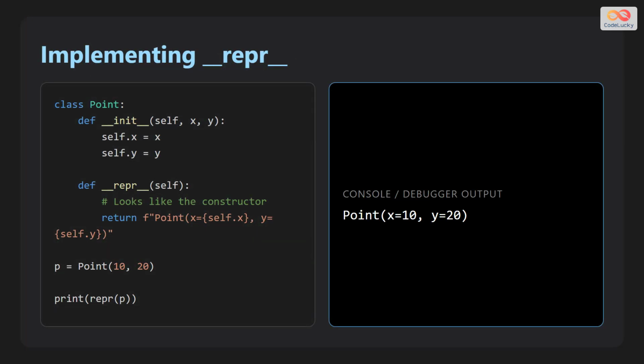Let's look at a point class. In our repr method, we format the string to look exactly like the constructor call used to create the object. This is incredibly useful for debugging because it tells you exactly what data the object holds. Printing repr of p shows us the explicit point creation syntax.